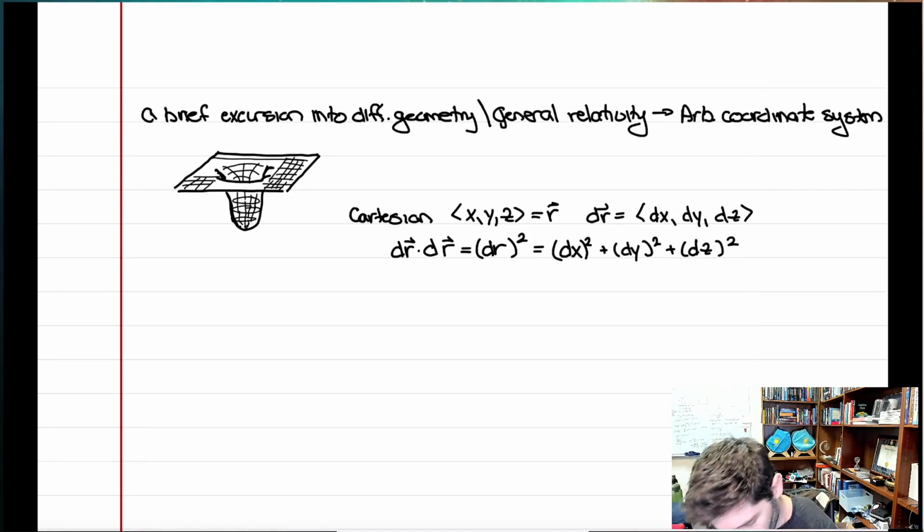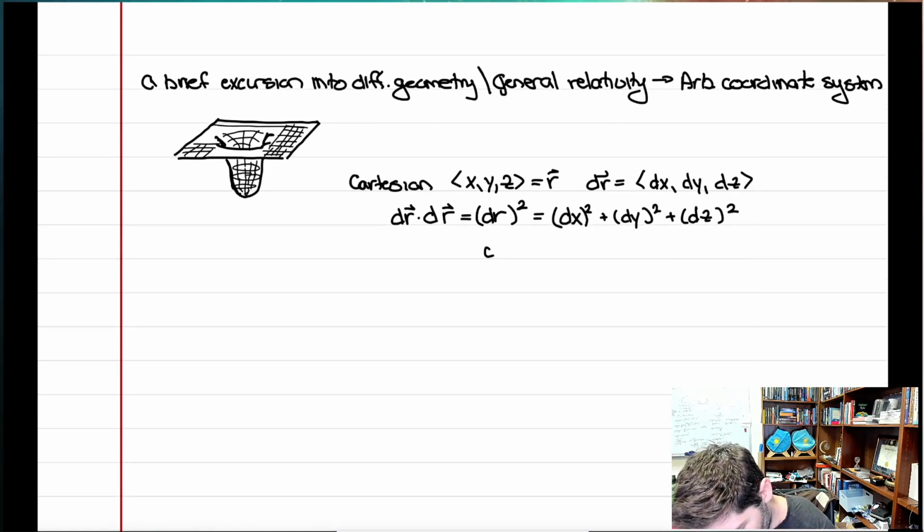So again, you can think of that as the arc length. How long is this little bit of dr? Well, it looks like then it's the square root of this distance here.